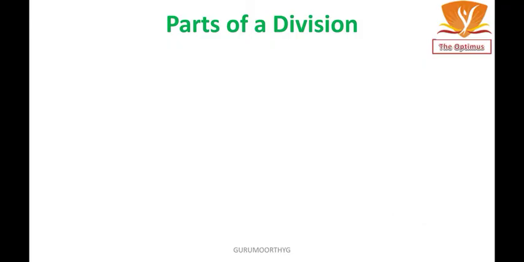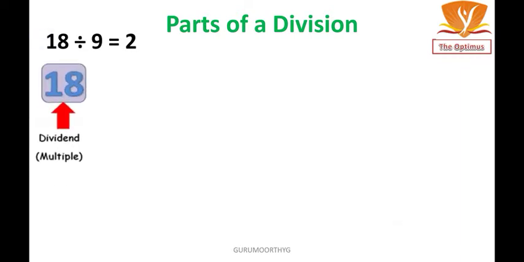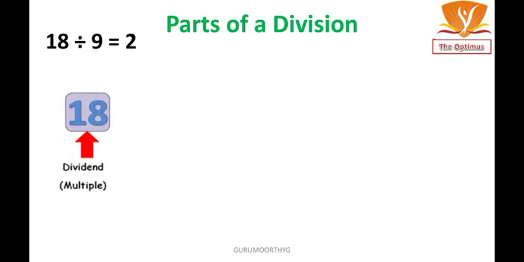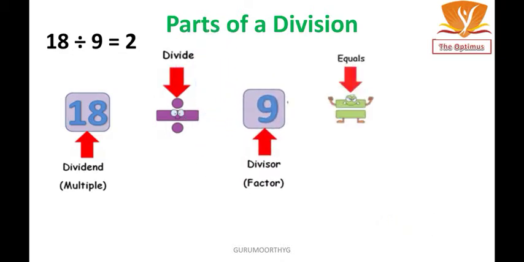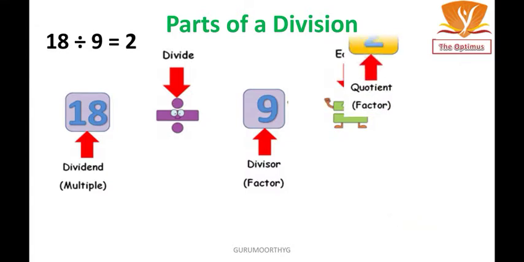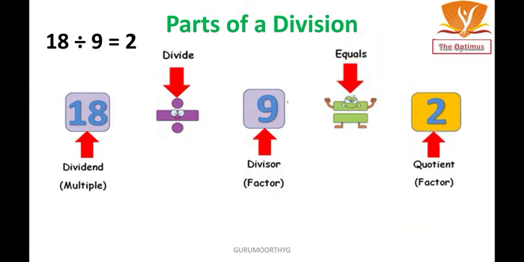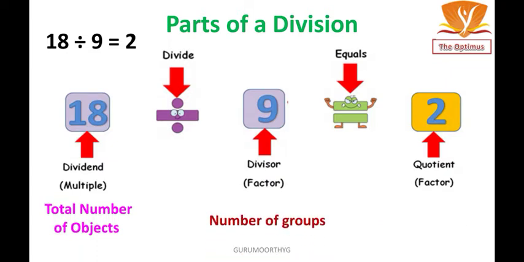Next topic is parts of division. Example, 18 divided by 9 equals 2. Here 18 is the dividend. Next, the division symbol. Next, 9 is the divisor. Next, the equal symbol. Next, the quotient. In multiplication, the dividend is the multiple, and the divisor and quotient are factors. Dear kids, we know the dividend is the total number of objects. The divisor is the number of groups. The quotient is the number of objects in each group.